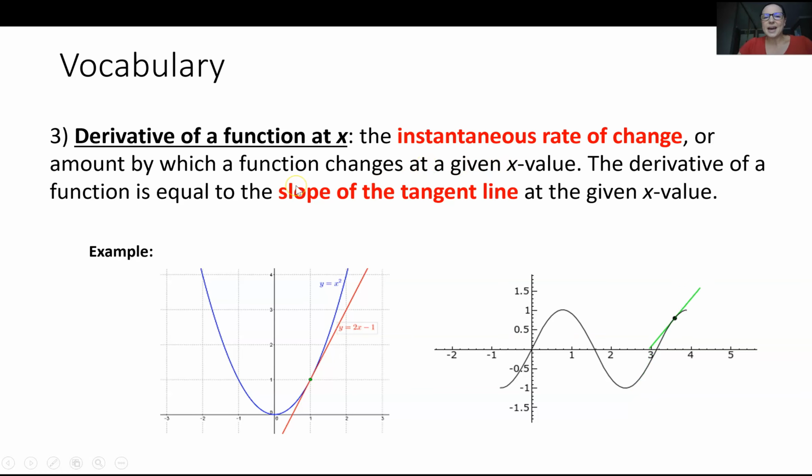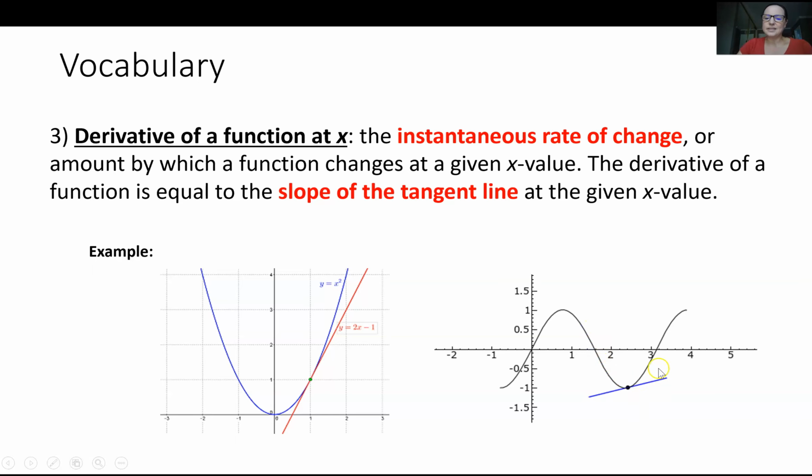So what is that? Like, how do you find an instantaneous rate of change? Well, it's the slope of the tangent line. Not the slope of the secant line, the slope of the tangent line. The slope of the line that's just touching the curve at a point versus crossing through the curve.